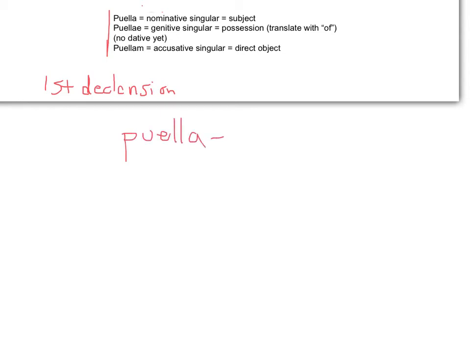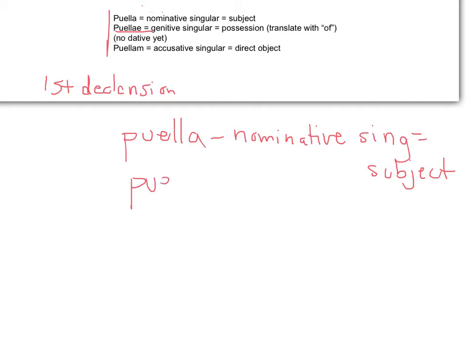Puella is the nominative singular, and that is used for the subject of the sentence. The next one, puellae, is the genitive singular. See how the ending has changed from A to AE. This AE is like an apostrophe S or like the word of in English. The genitive singular.